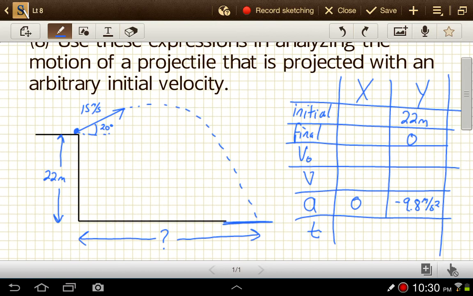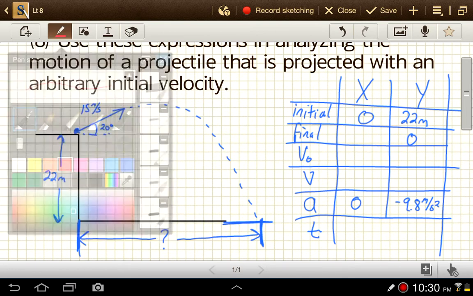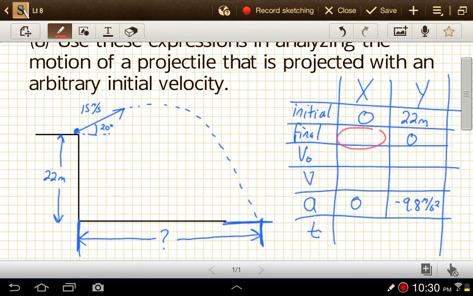Let's see, initial x position. There's really nothing given to us here. We might as well just call that 0. And then we're looking for how far it travels horizontally, so we want to know where in the x direction it lands. So our ultimate goal then is to get to x final. What is that value?